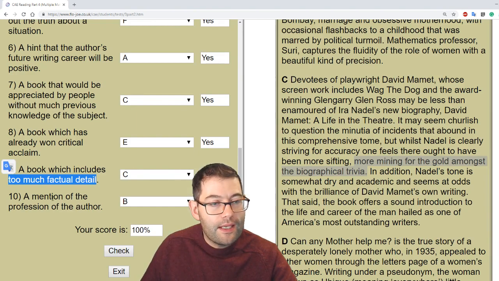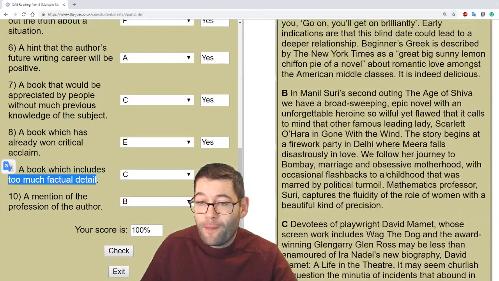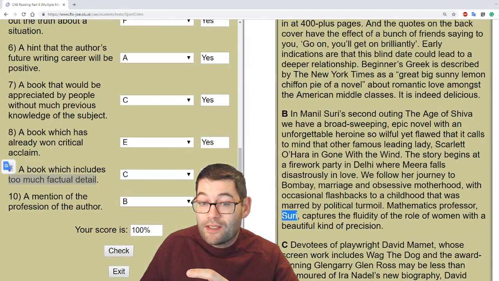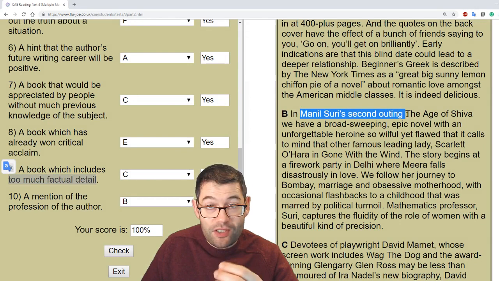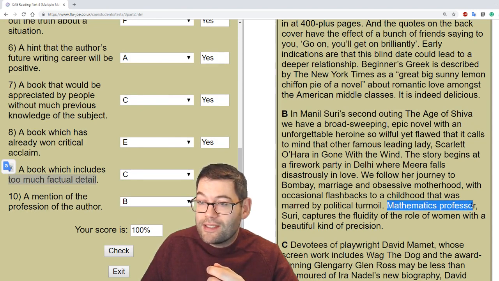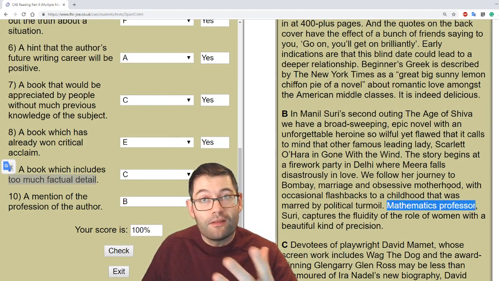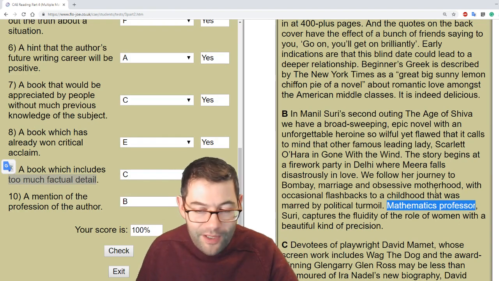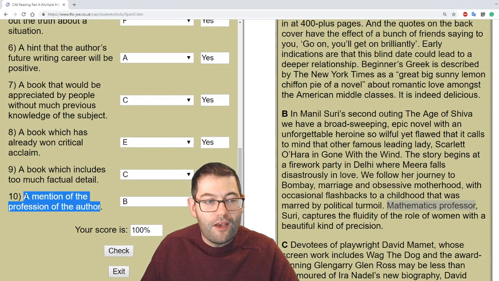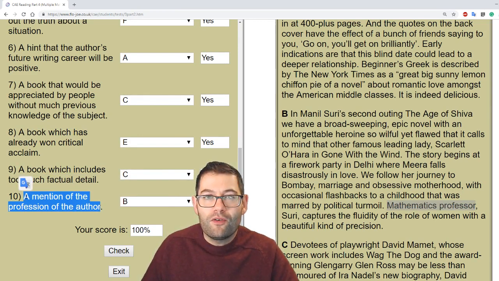And for question number 10, a mention of the profession of the author. We can see this in B. Let's just pop it over here, where it talks about Suri, who is our author, if we just need reminding, because it says here, in Manil Suri's second outing, so he's the author. So in case you're thinking that Suri might be a character, he's not, he's the author. And by way of introduction, it says mathematics professor Suri. So without labouring the point too much, Suri is a mathematics professor, which links back to question number 10, a mention of the profession of the author.